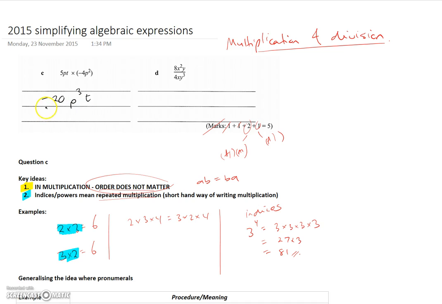Give you 1 mark for a positive times a negative is a negative, and 1 mark for working with your pronumerals. And the answer for this one is 2x divided by y squared. Okay, hope that helps.